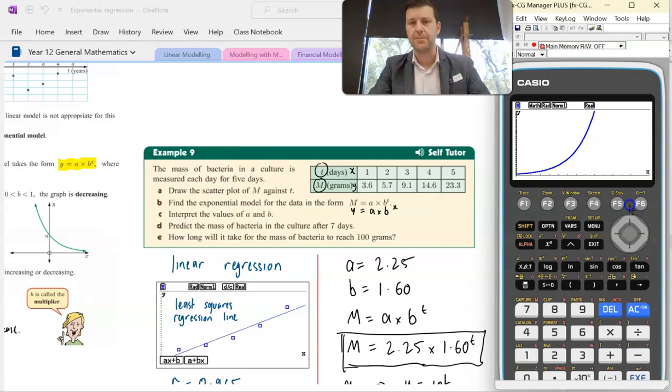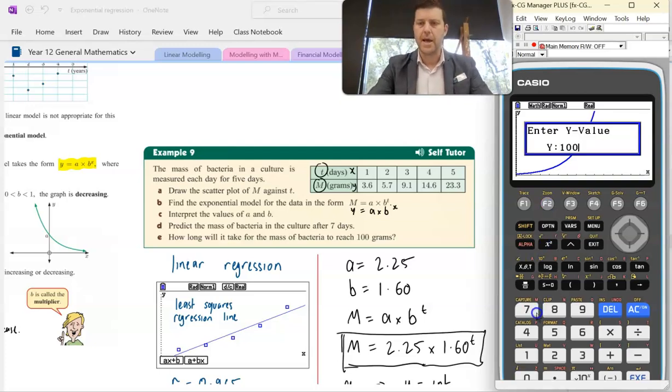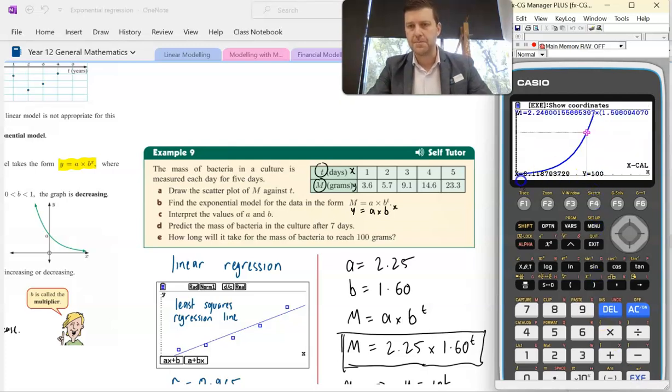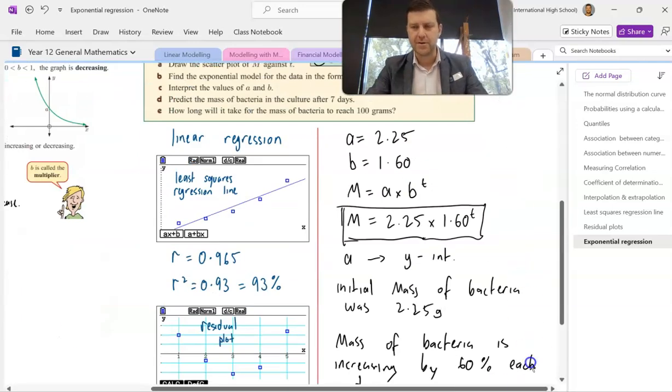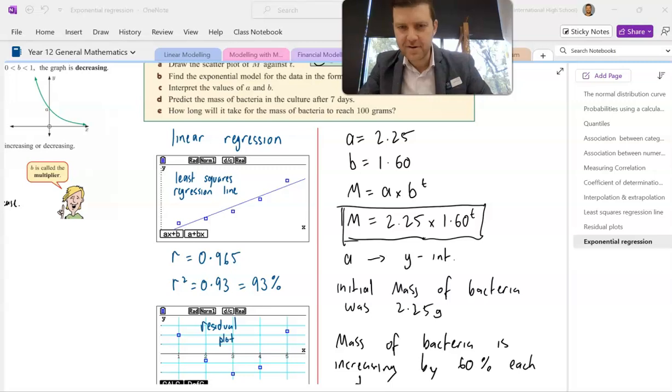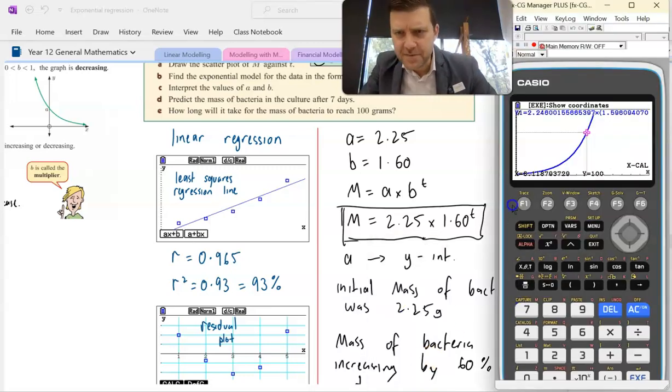And then I go through that same process of Shift, G-Solve, F6, X calculate, type in 100 here, and hit execute. And then it should tell me that when Y is equal to 100, X is equal to 6.12. Sorry for zooming in so close. So 6.12 days is the answer there. So, sorry, let's just have a look again. Maybe I didn't zoom in close enough.